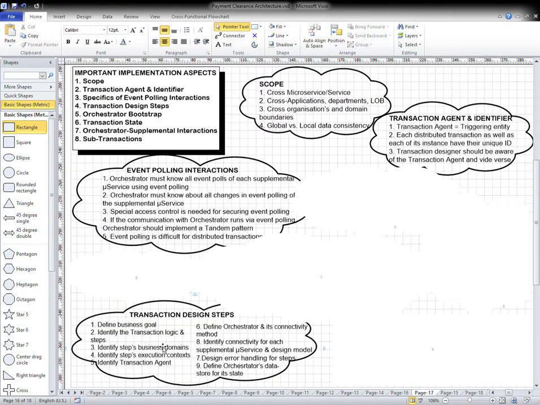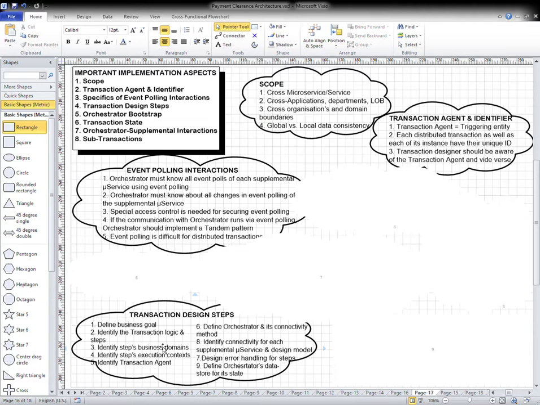Transaction steps usually include nine steps. First of all, define the business goal and transaction logic, and divide the logic into steps. We should not start with microservice implementation of the steps. They are the last things we have to take care of. We have to identify the business domains crossed by the transaction and its individual steps, identify the step execution context, that means technical, other applications, other microservices, and business, like regulations and rules applied to each step of the transaction if needed.